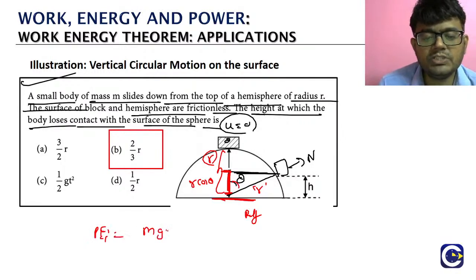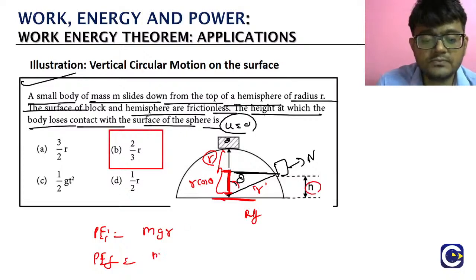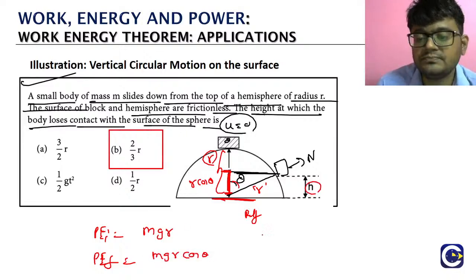m into g into r. Final potential energy ன்னு சொன்னா இது என்னது? It is at height h, what is equal to r cos theta. So mgr into cos theta. Final potential energy எவ்வளவு? mgr into cos theta.